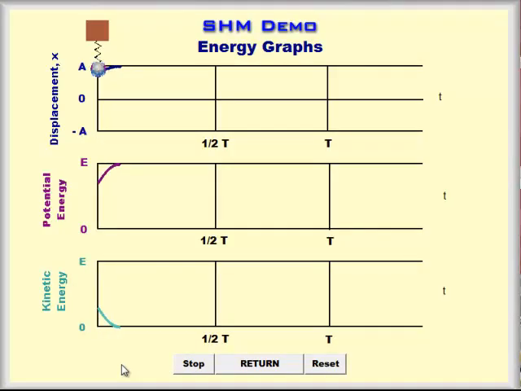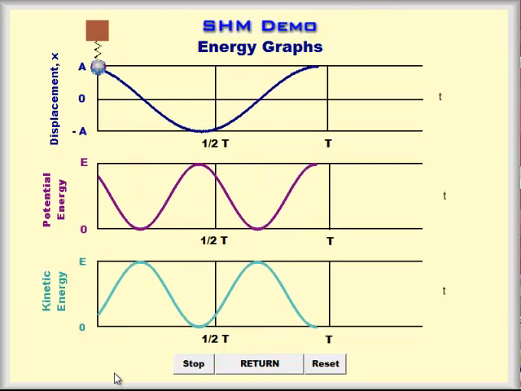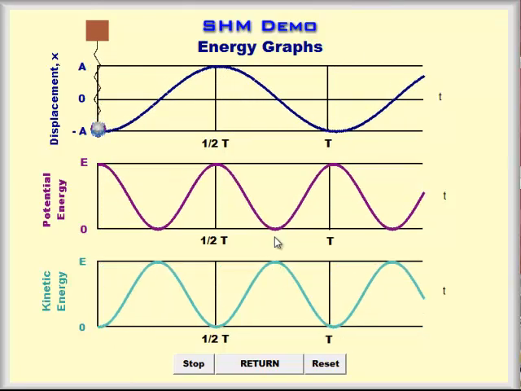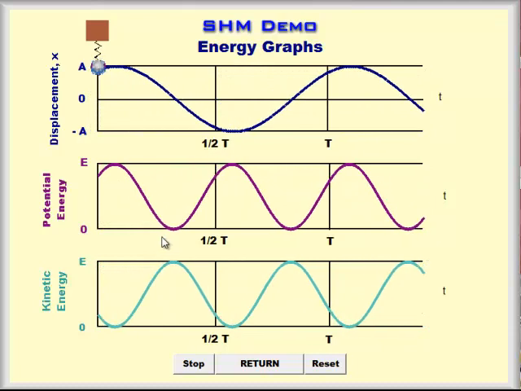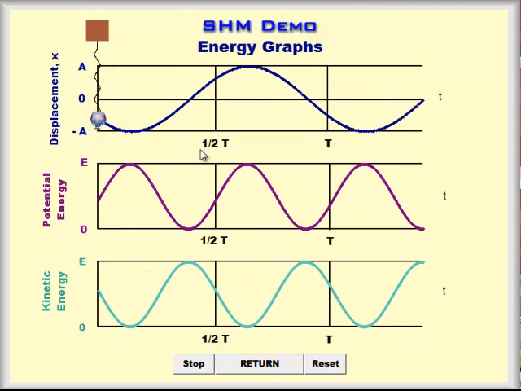There's also energy graphs. See a very similar pattern. You can see that the kinetic energy and the potential energy are 180 degrees offset, so that the total energy is conserved.